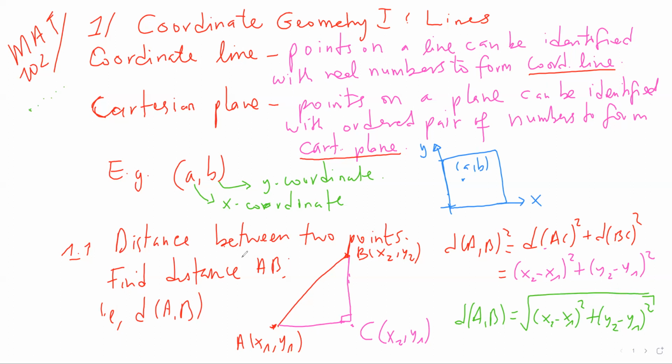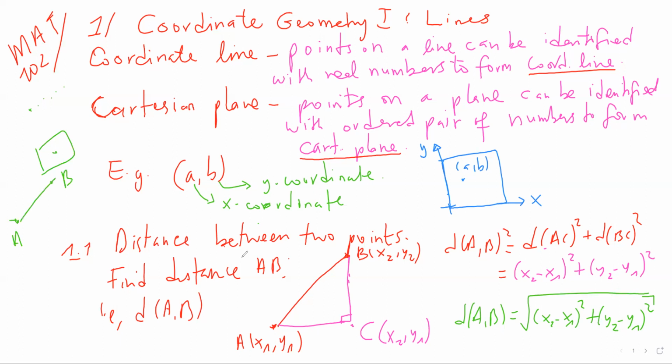on the Cartesian plane, if you have a point, then you can identify this with an ordered pair (A, B), where A is the x coordinate and B is the y coordinate. So if you have a point here, let's say A, and then you have another point B, which is also in the Cartesian plane.